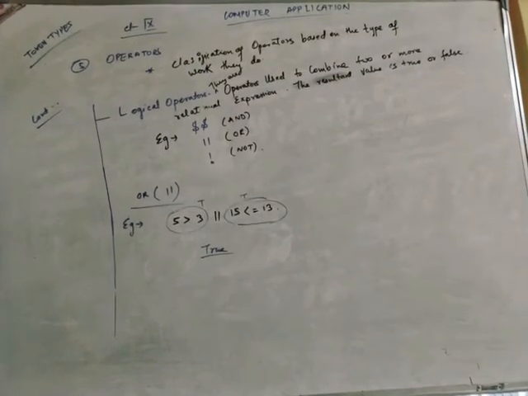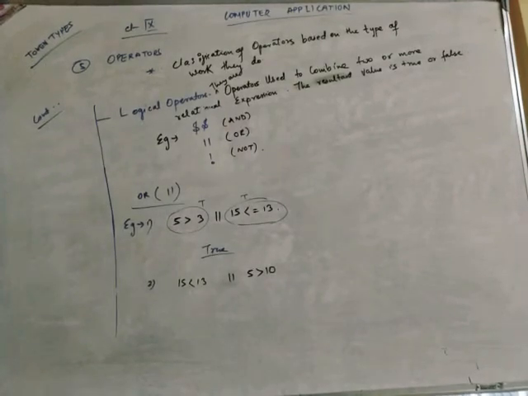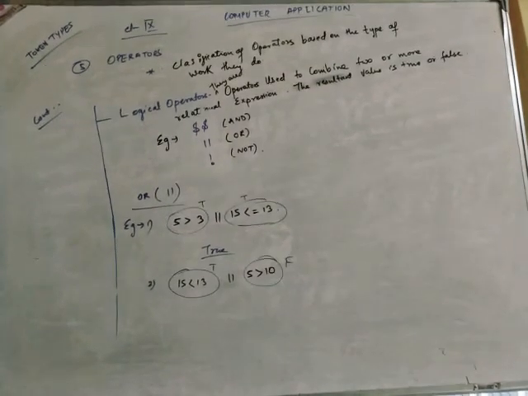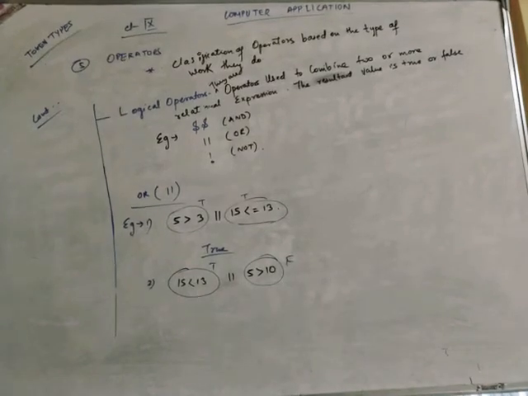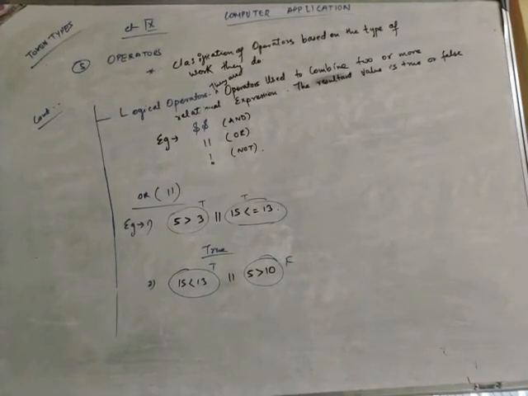So the resultant we got is true. Okay, next example. Here we saw 15 is less than 13, yes or no? True. 5 is greater than 10, false. So now what you can say is that if any one is true, the answer will be true. OR means any one, if it is true, the resultant is true, so the answer will be true.